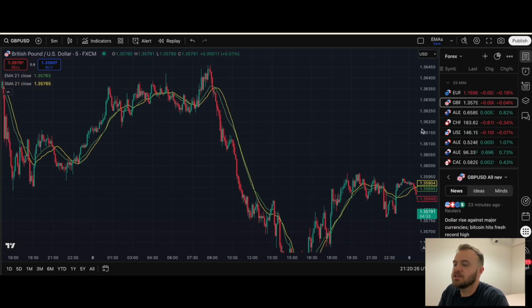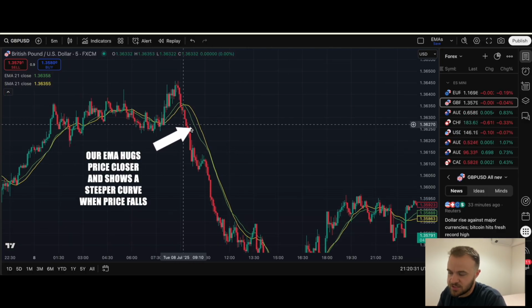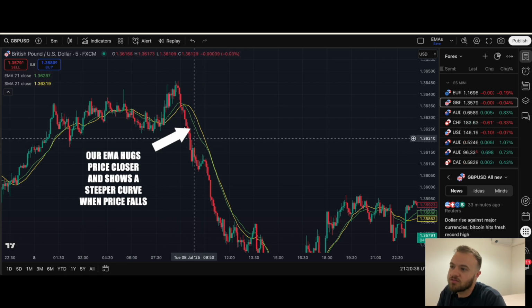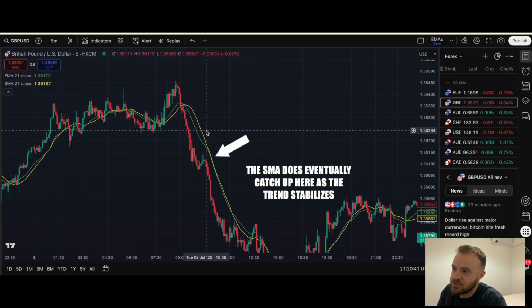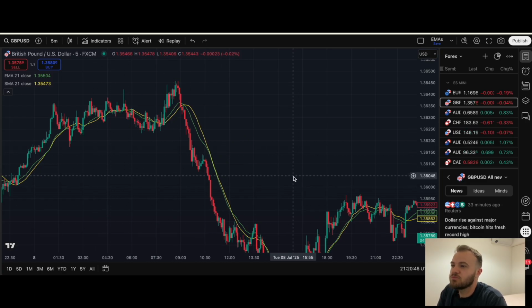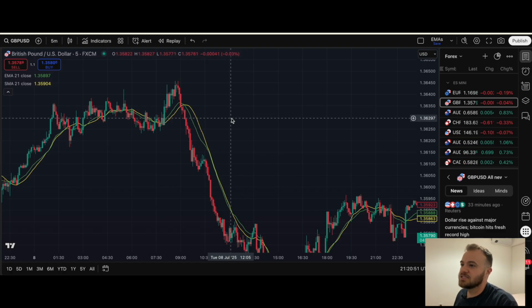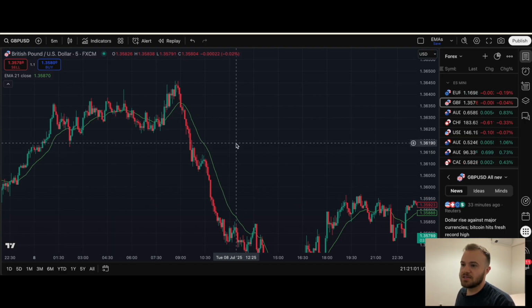The difference here is that this green EMA is a bit more responsive to price. You can see when price started this downtrend here, it's a steeper curve. And the SMA does eventually catch up, but that's really the difference here. EMAs are going to respond quicker. Most of the time we're going to use EMAs, but not all the time. And honestly, in most cases, you would see pretty similar signals, but it's just something to keep in mind. All right, so that's EMAs versus SMAs on a chart.